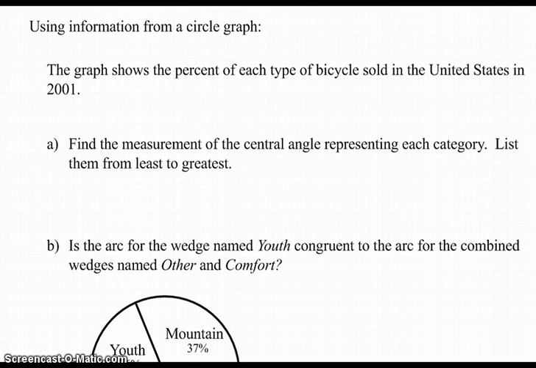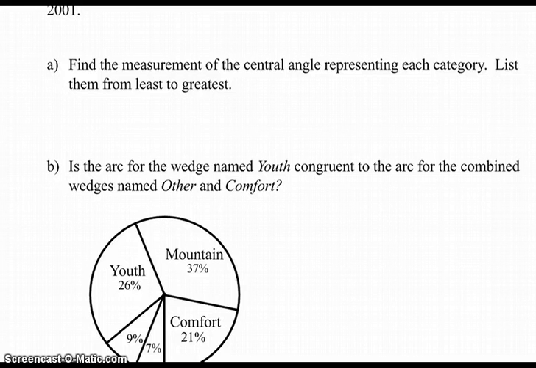The last thing we need to be able to do is actually use the information from a circle graph. The graph below shows the percentage of each type of bicycle sold in the United States in 2001. It says find the measurement of the central angle representing each category, list them from least to greatest. This again has to do with our degrees, the fact that a circle is 360 degrees. So the first thing we're going to do is we're going to multiply each percentage times 360.